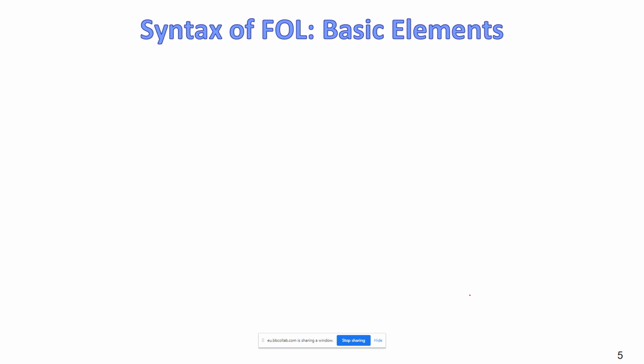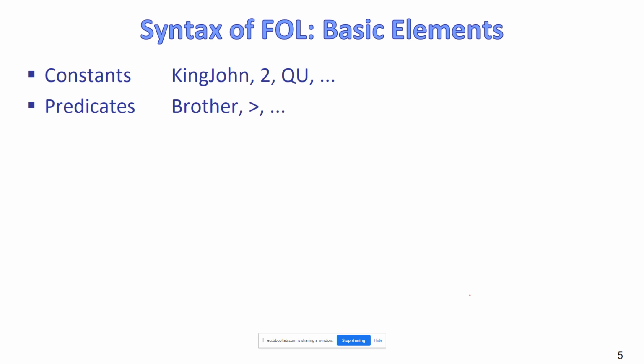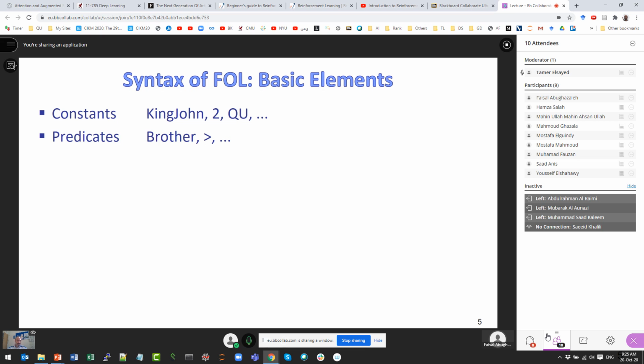Okay, now let's talk about the syntax of first order logic. We have in the syntax multiple elements. We have constants, and the constants refer to objects like King John, like 2, like QU. These are constants, and the constants are kind of names of objects. We have also predicates, and the predicates are the representation of relations. So brother is a predicate, greater than is a predicate, person is a predicate, and so on.